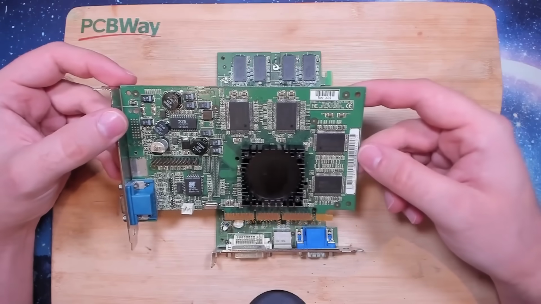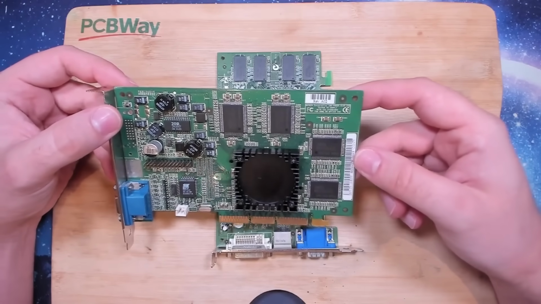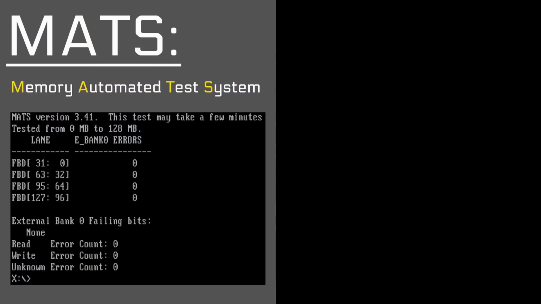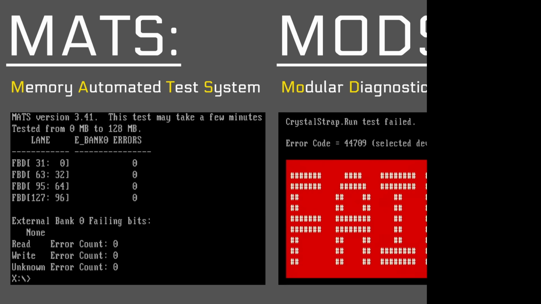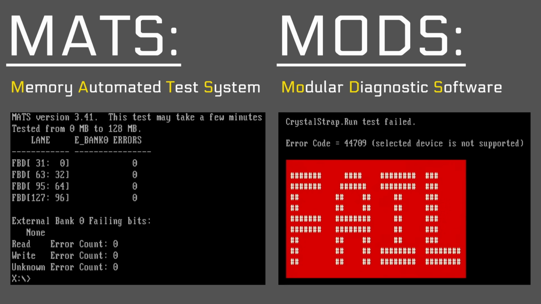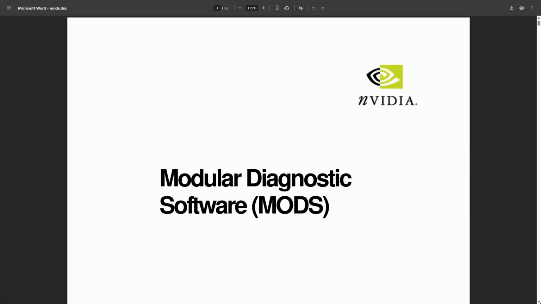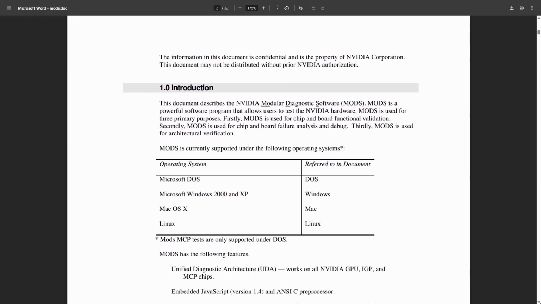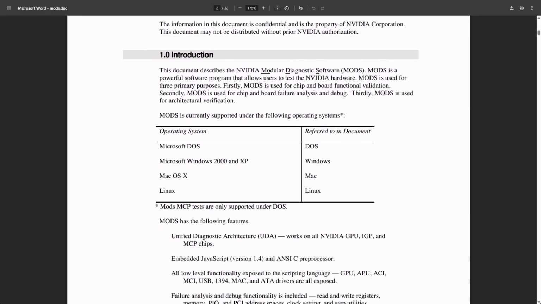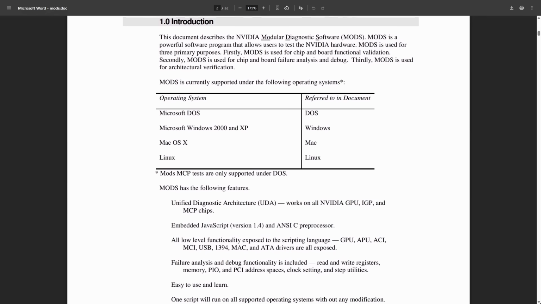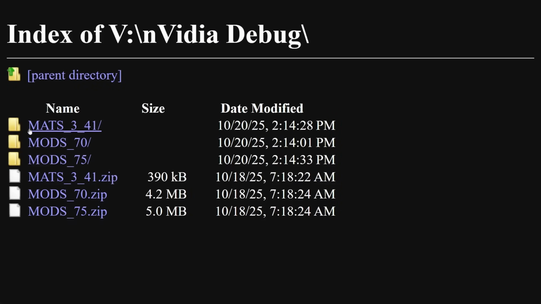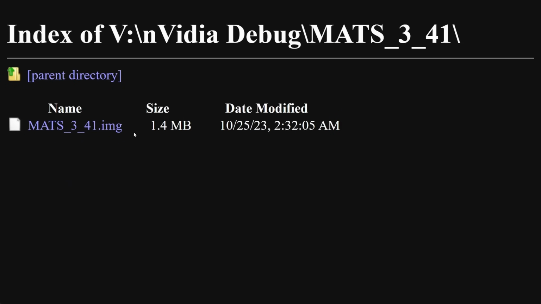Today, we will try to figure out which of these chips is faulty, at least I hope I will be able to figure this out, by using a tool called MATS, the Memory Automated Test System. It usually comes together with another tool called MODS, the Modular Diagnostic Software, and there is even a nice documentation provided. It gives you some basics, but it's definitely a good starting point to read more about these NVIDIA diagnostic utilities. But today we will focus on MATS. It comes on a floppy disk image, so all you have to do is write this image back to a floppy disk or an emulated floppy drive if you have a GoTek device, and then hopefully we'll figure out what is wrong with our graphics card.